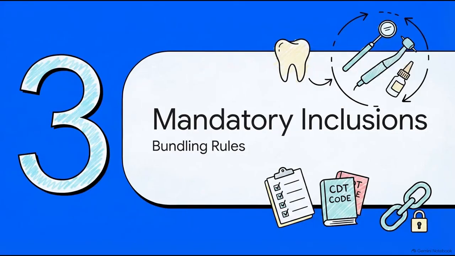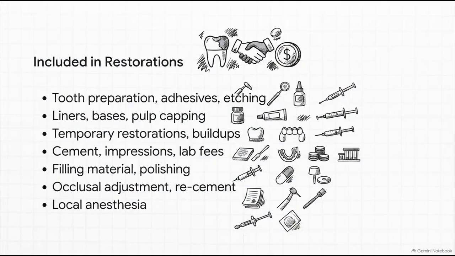Section 3, the mandatory inclusions rule. Now listen, I want you to read through this list super carefully. Why? Because misunderstanding this concept is exactly what triggers so many painful payer audits. When a provider performs a restoration, the fee for that single code is entirely all-inclusive. You absolutely cannot unbundle or separately charge for the tooth preparation or caries excavation.